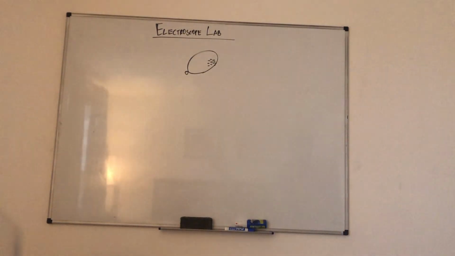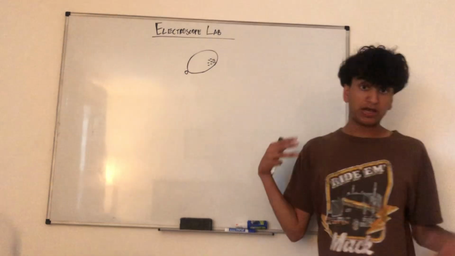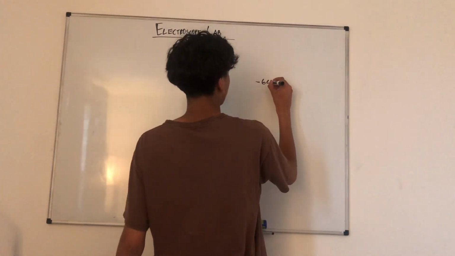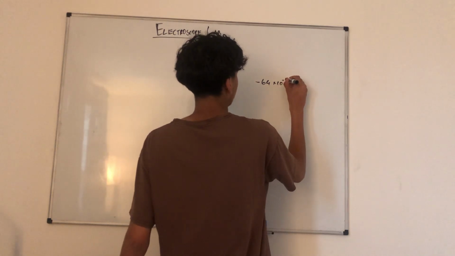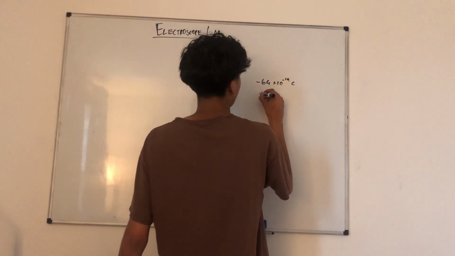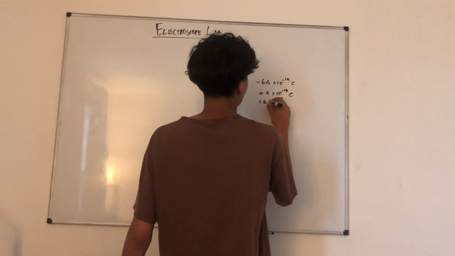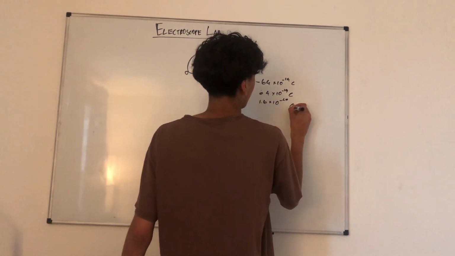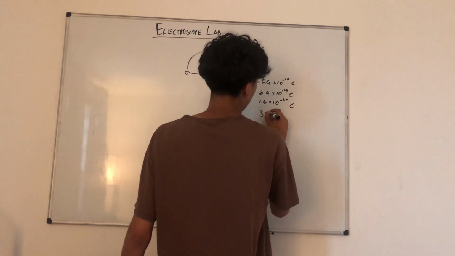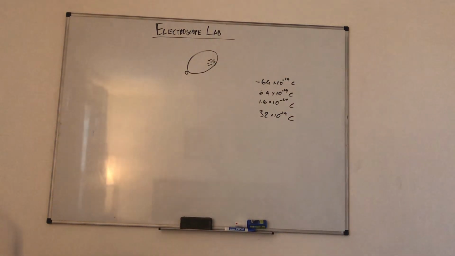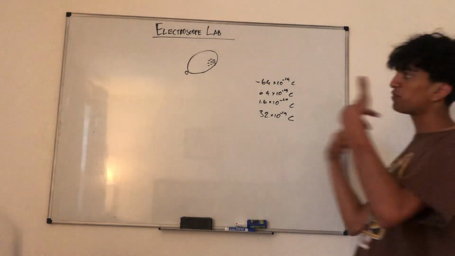It's an insulator. Which of the following would be impossible for the charge on your hair? These are the options. It's going to list out, I think, negative 64 times 10 to the negative 19 coulombs, 64 times 10 to the negative 19 coulombs, 1.6 times 10 to the negative 20 coulombs, and then 32 times 10 to the negative 19 coulombs.